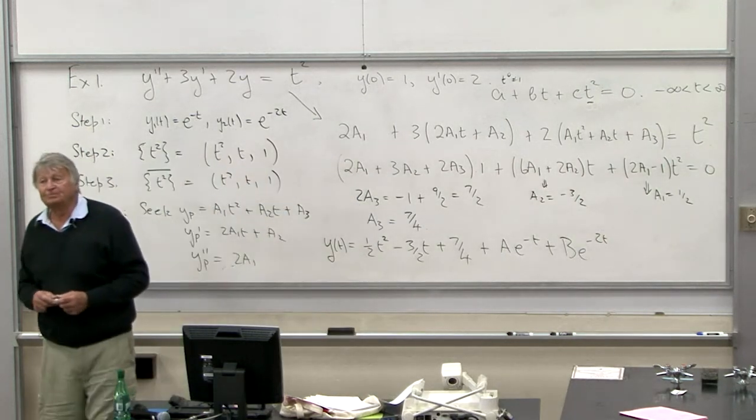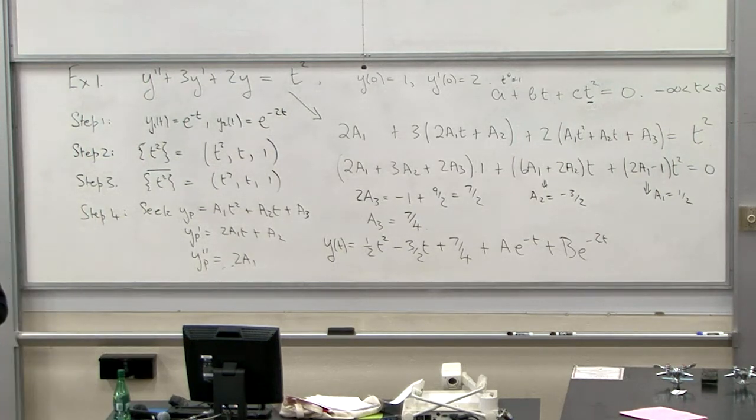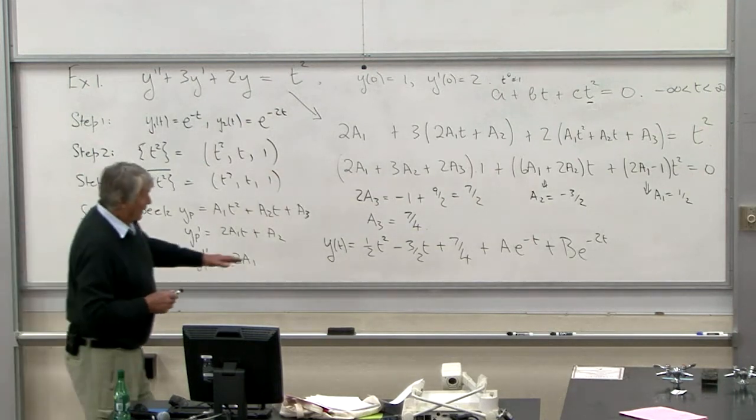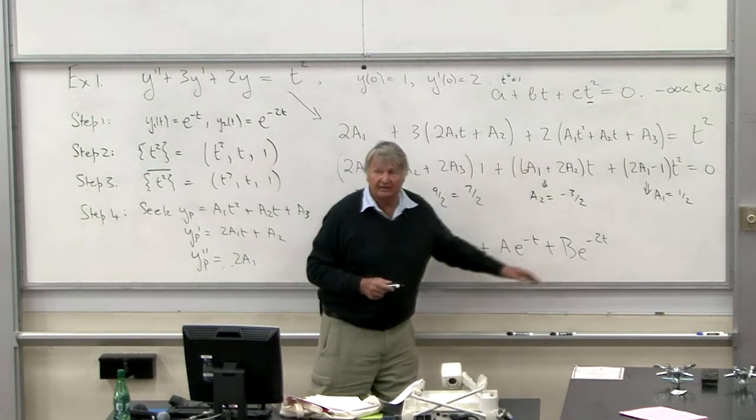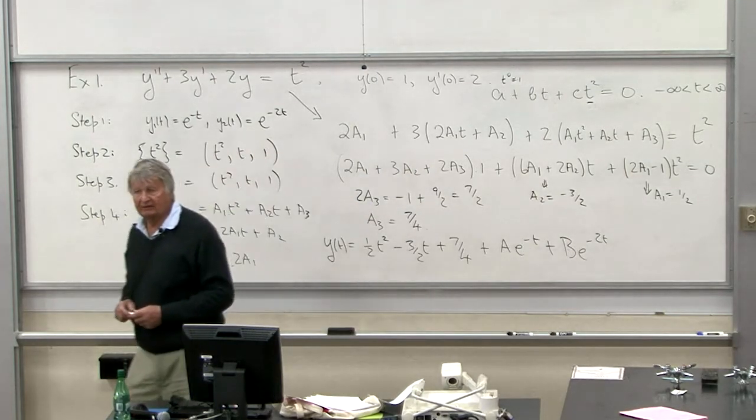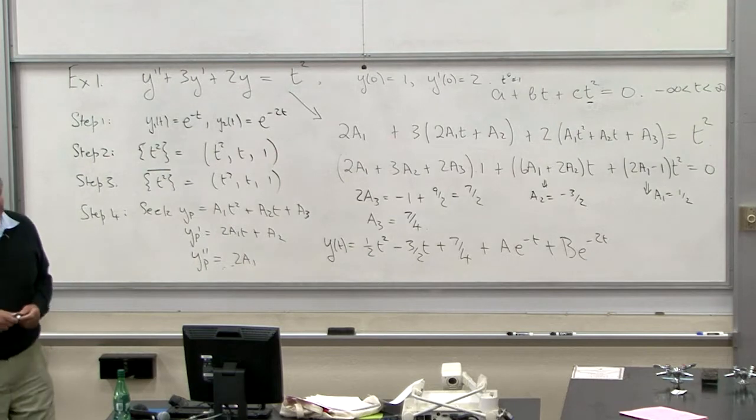Question, yes? You have to wait to solve for A and B until that very last step? Yes. You don't solve for A and B at the beginning by just using the homogeneous solution. Good question. So you get the general solution like this, then solve for A and B. All right.